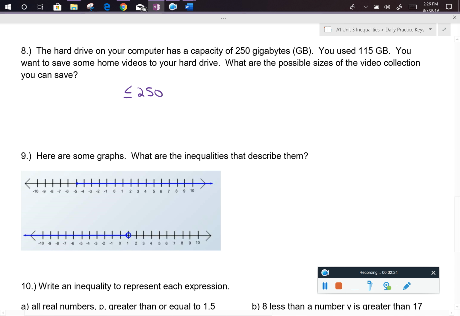We've already used up 115. So the amount that we can save is an unknown amount that when you add it to 115, it has to remain less than the 250. If we subtract 115 from each side, then x is less than or equal to 135 gigabytes remaining.